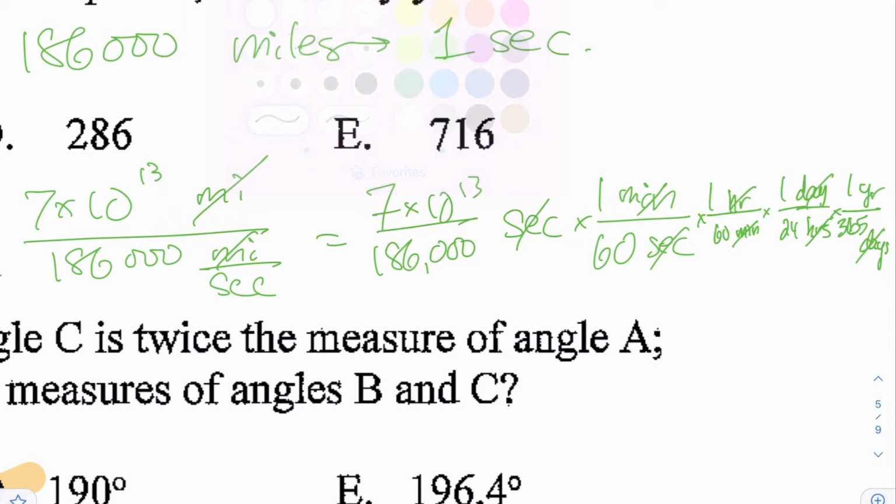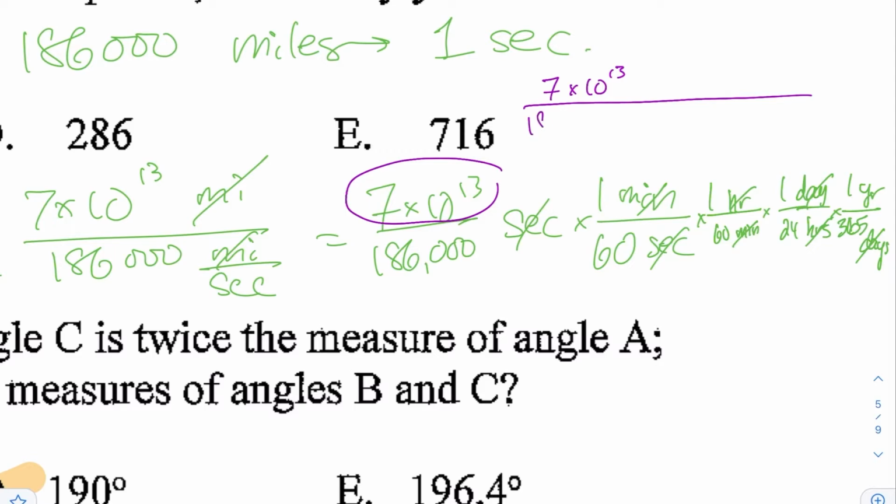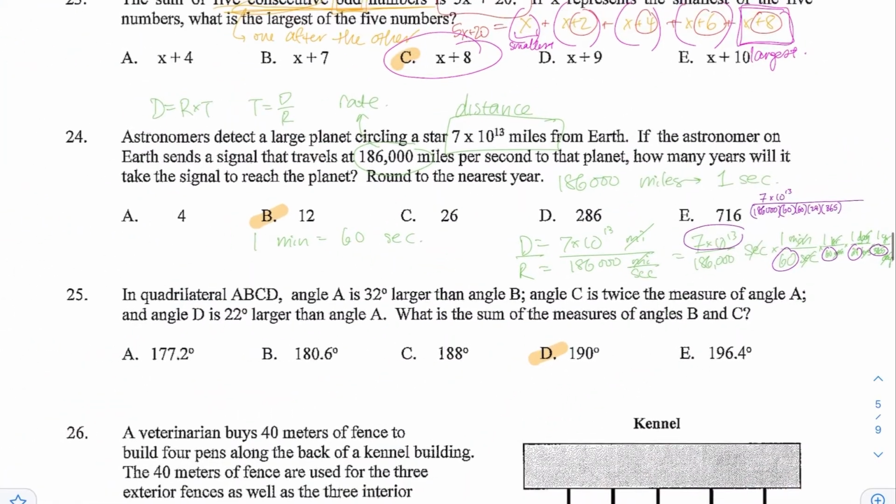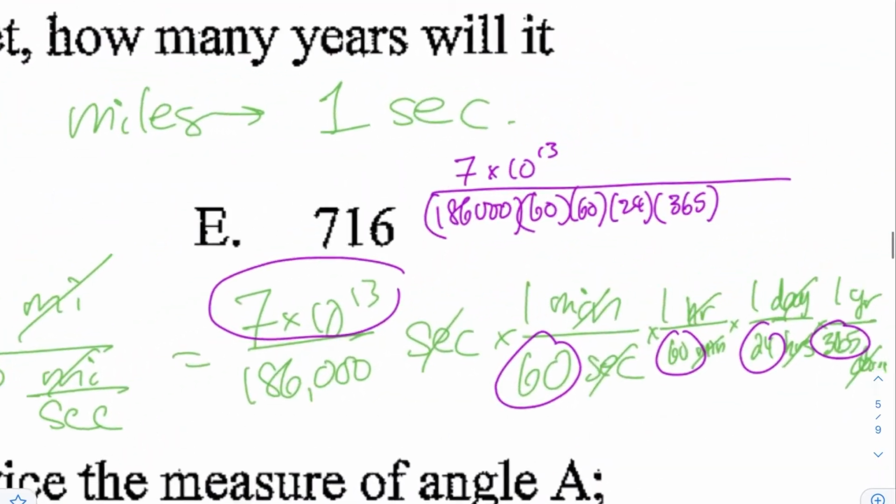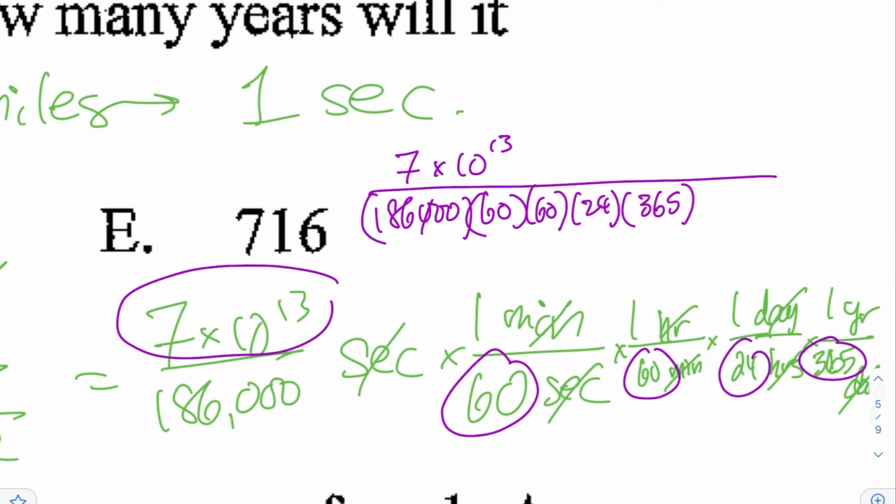So eventually, when you are multiplying these units, you'll have 7 times 10 to the 13th, and you'll be dividing by 186,000 times 60, 60, 24, and 365. So definitely need a calculator for this part. But you can also estimate here by just crossing out some of the zeros. So you have 1, 2, 3, 4, 5 zeros to cancel out. So then this 13 will just become 10 to the 8th.